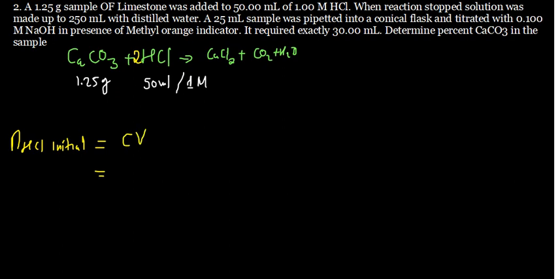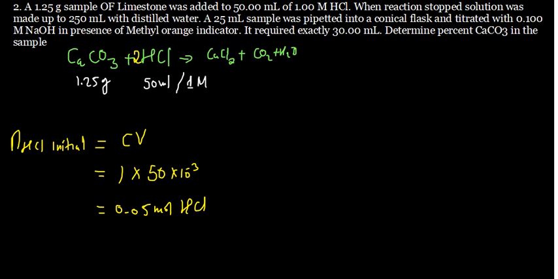So the concentration here is 1, the volume is 50 milliliters. But remember, we need to convert to liters because concentration is in molar. Molar is moles per liter, so it can't cancel with the milliliters. So multiply by 10 to the power negative 3. That is just basically 50 divided by 1000. And that is going to give us 0.05 moles of hydrochloric acid. These are the moles which were present initially.